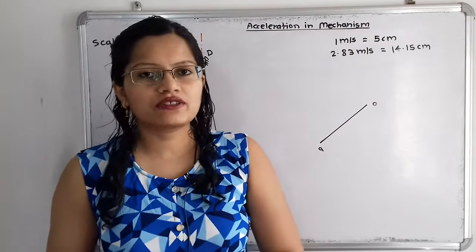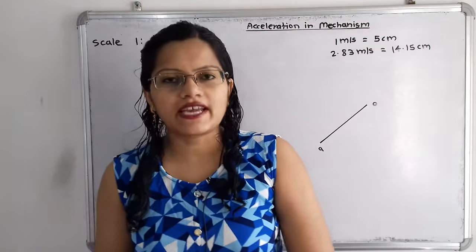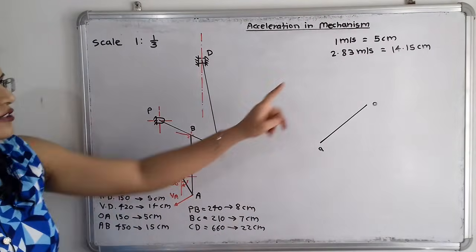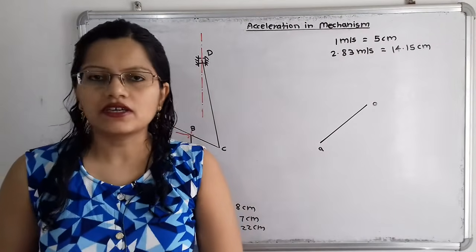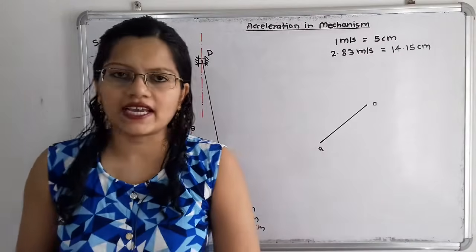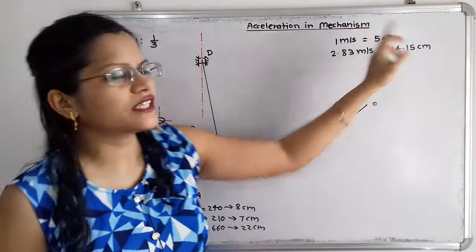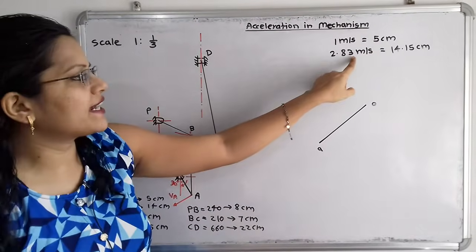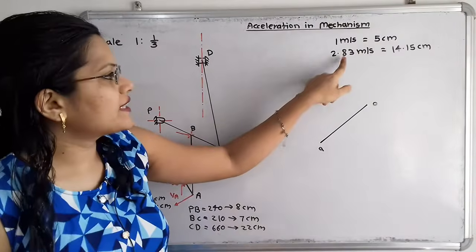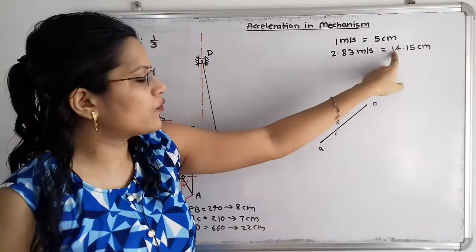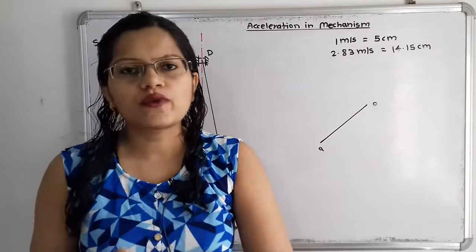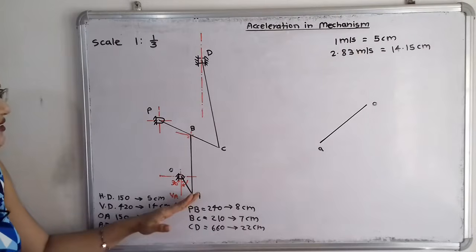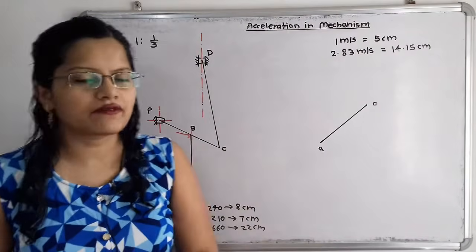Now we will draw the velocity diagram. For that we will take the magnitude of the velocity at point A with respect to O, that is 2.83 meter per second. We will consider a suitable scale, that is 1 meter per second equals 5 centimeter. So what is the length for 2.83 meter per second? 2.83 multiplied by 5 is equal to 14.15 centimeter. We know the direction, that is the direction of the velocity of A. In the same direction we have to draw one vector.